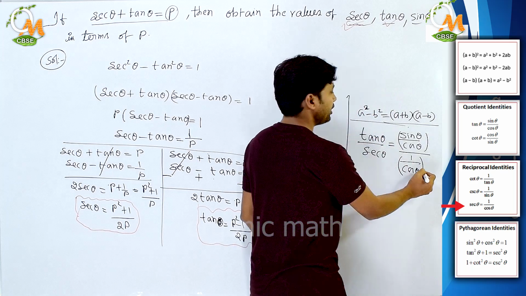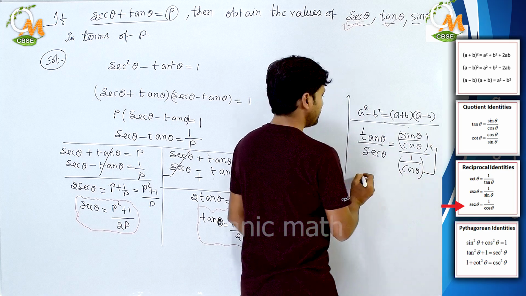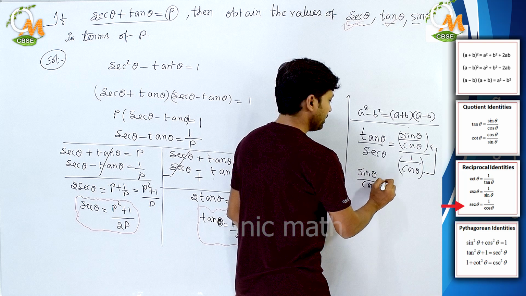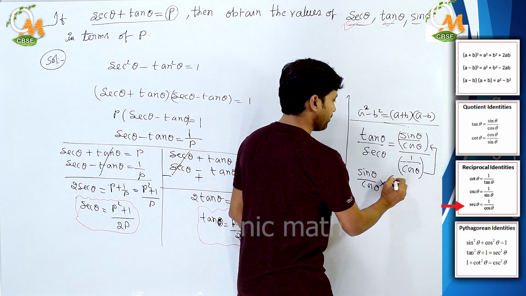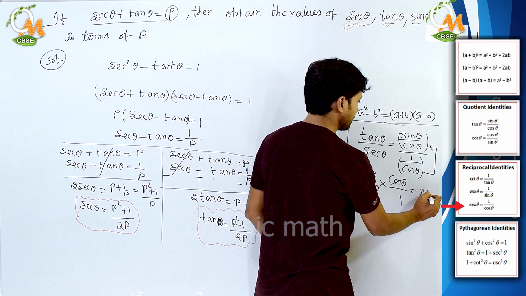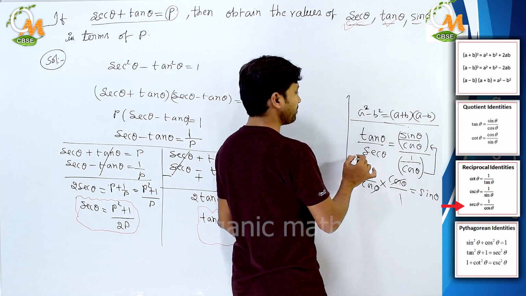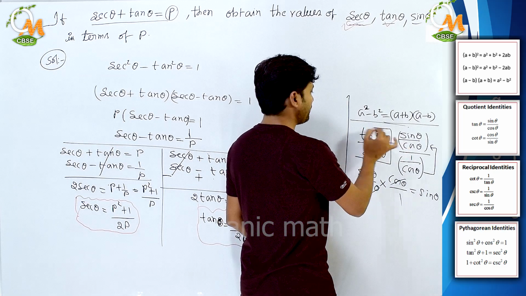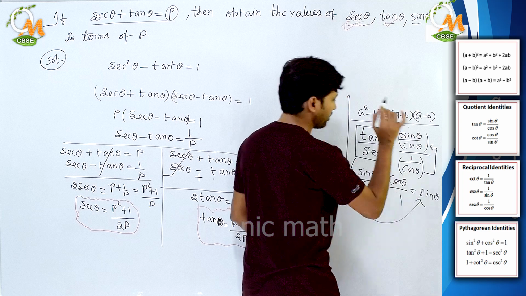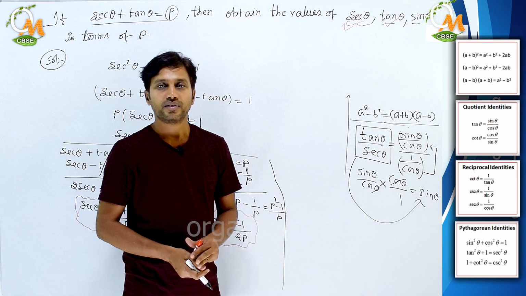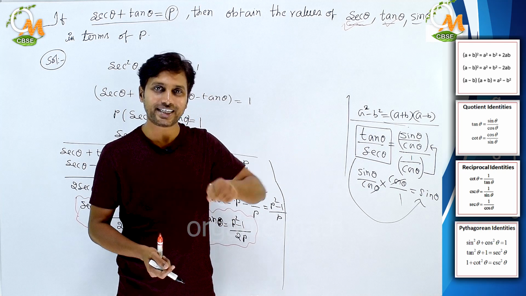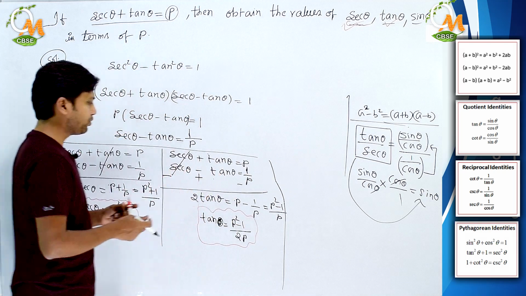Now the denominator fraction will be inverted. Then what will happen? Sin theta by cos theta into cos theta by 1. Now cos theta gets cancelled, sin theta. So from this, what did you observe? The ratio of tan theta and secant theta will produce sin theta or not? Yes. So sin theta can be obtained by the ratio of tan to secant. Understood? So better you do that.